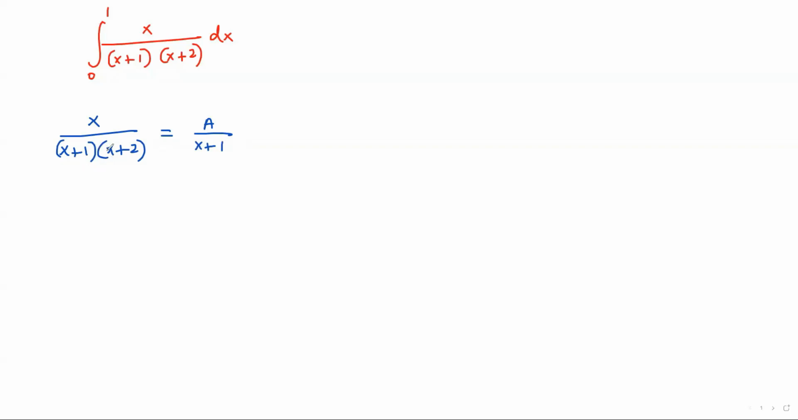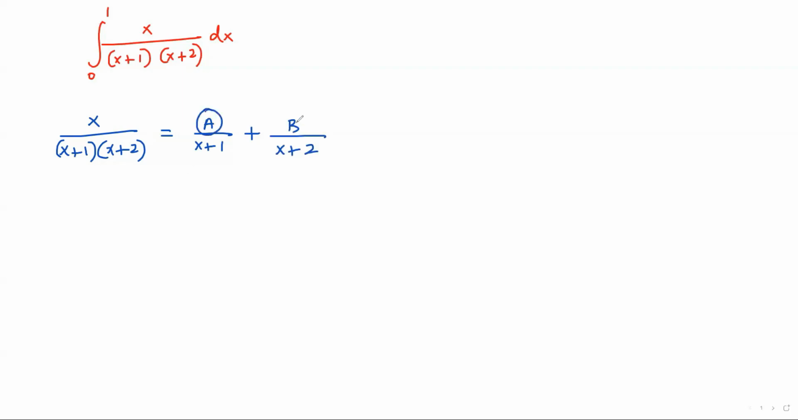The second binomial has the same thing: the exponent of the variable x is 1, and the exponent of the binomial is also 1, so I get B over x + 2. Now my aim is to get the values of A and B. The aim of writing the given rational function into partial fractions is that we can split it into fractions so that we can integrate the given function easily.